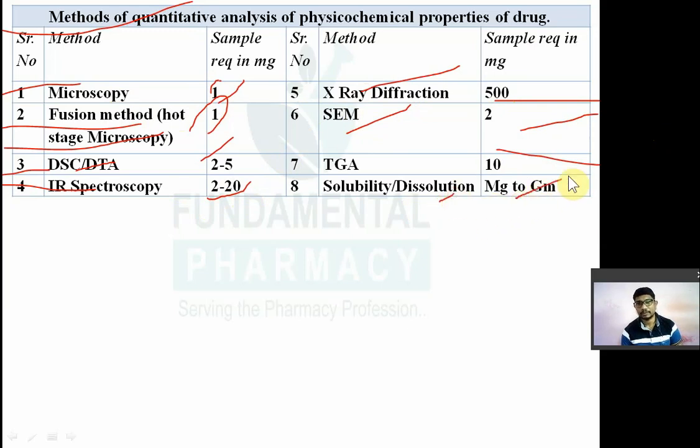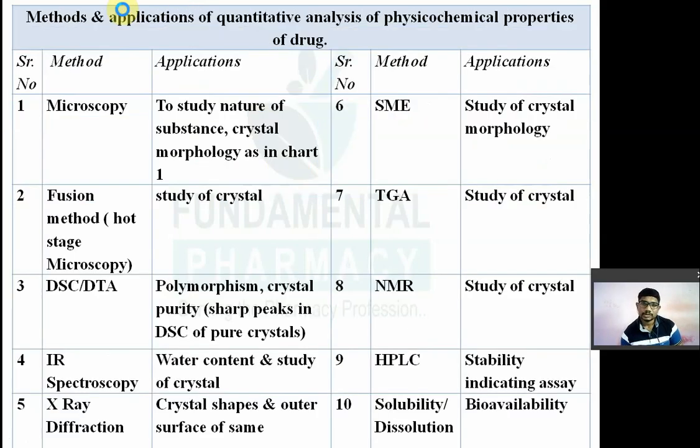gram can be required. These are the different methods you utilize in studying the physicochemical properties of a drug. तो आपको ड्रग का फिजिको-केमिकल प्रॉपर्टीज जैसे फिजिकल प्रॉपर्टीज केमिकल प्रॉपर्टीज स्टडी करना है तो कौन से मेथड्स है: माइक्रोस्कोपी है, फ्यूजन मेथड है, डिफरेंशियल स्कैनिंग कैलोरीमेट्री है, डिफरेंशियल थर्मल एनालिसिस, आईआर स्पेक्ट्रोस्कोपी, एक्स-रे डिफ्रैक्शन, स्कैनिंग इलेक्ट्रॉन माइक्रोस्कोपी, thermogravimetric analysis and dissolution. You can see here again the methods and applications for quantitative analysis of physicochemical properties of a drug.